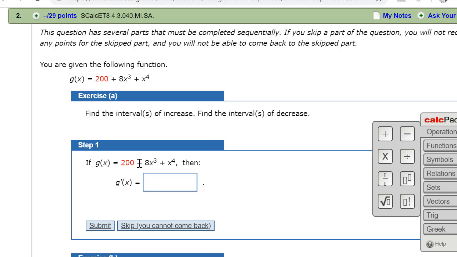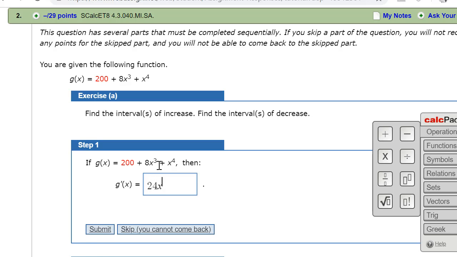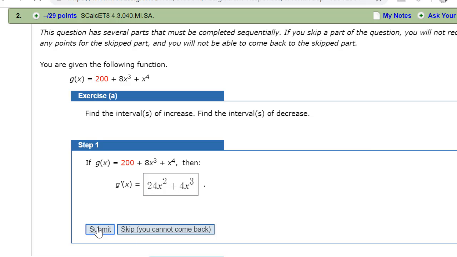And so the derivative of a constant is 0. And now we have 8 times x to the third power. So bring the 3 down. 8 times 3 is 24. And then subtract 1 from the power. That would be 24x squared. And then we have a plus 4x to the third power. That's our derivative.